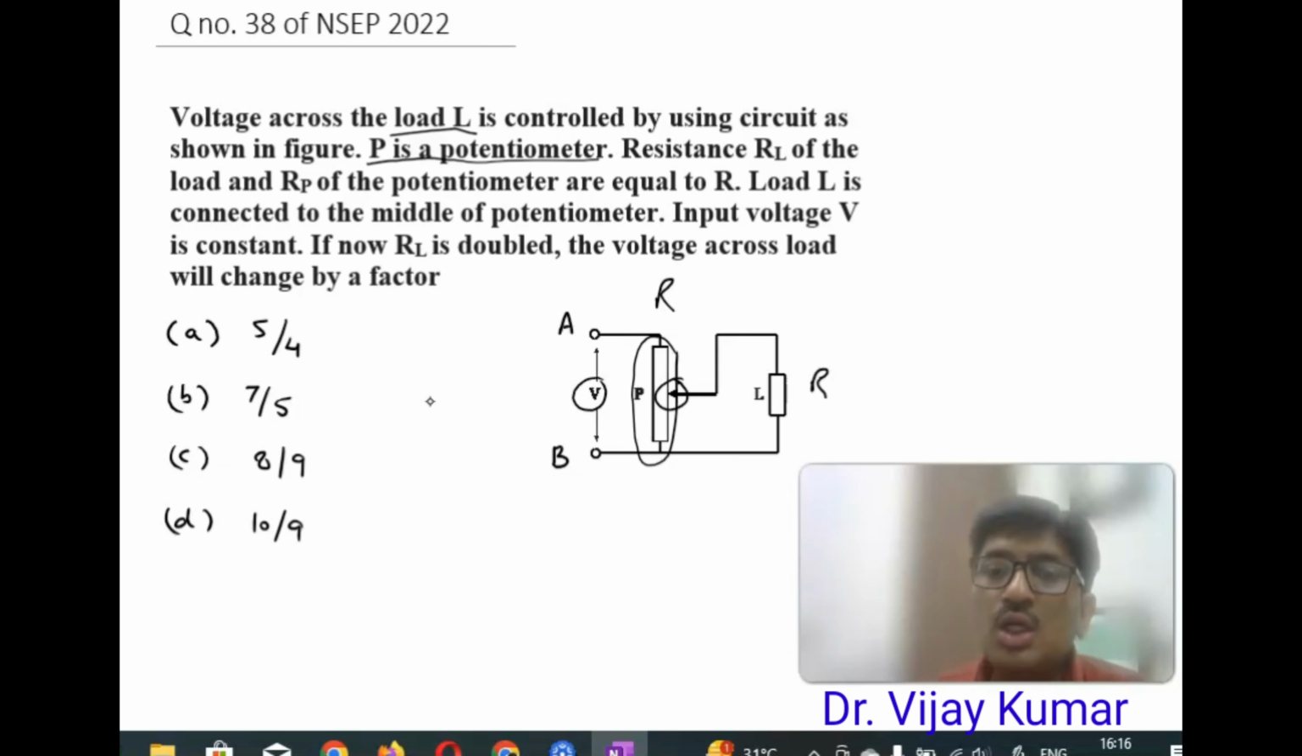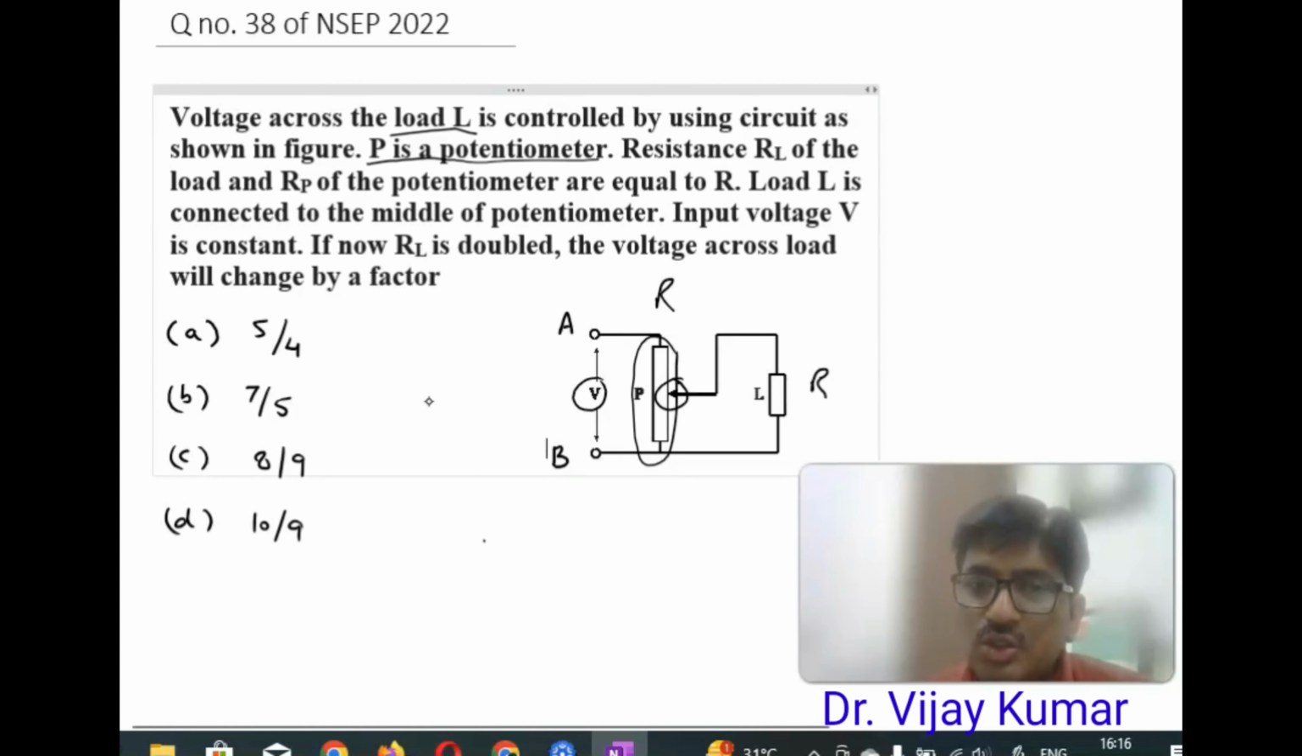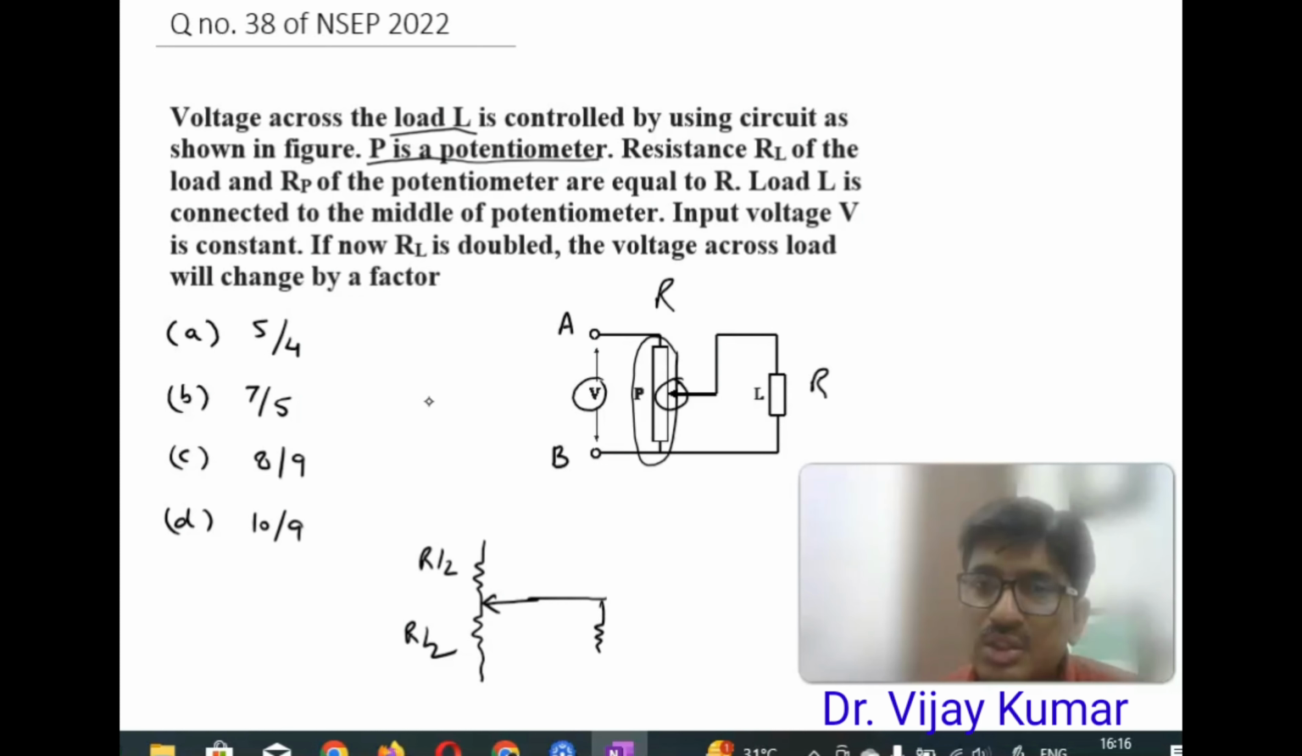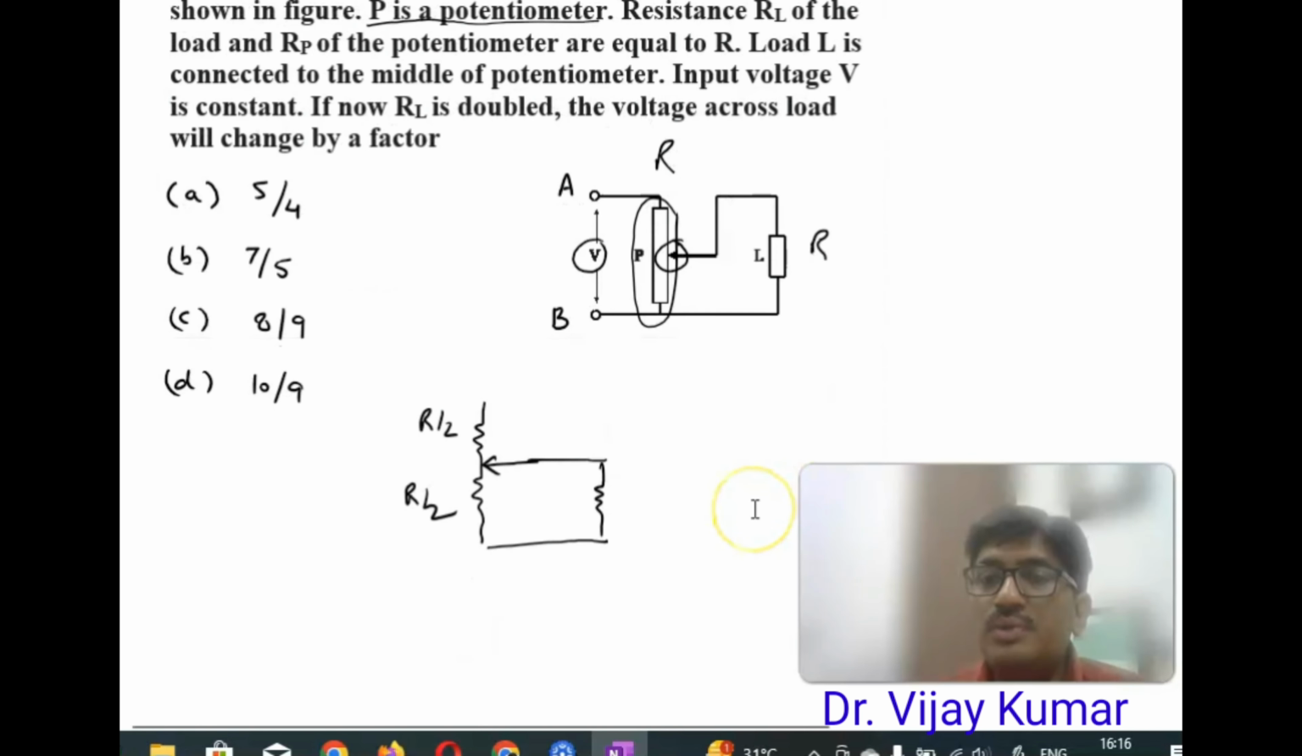These are the options. So first we draw the diagram. Suppose this is the total resistance of the potentiometer, divided into two parts: this part is R by 2 and this part is R by 2. And this middle point is connected by the load resistance R. This is the equivalent circuit diagram of the above figure, with the input voltage V.